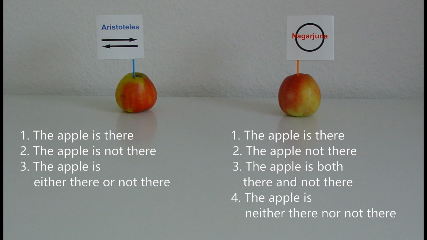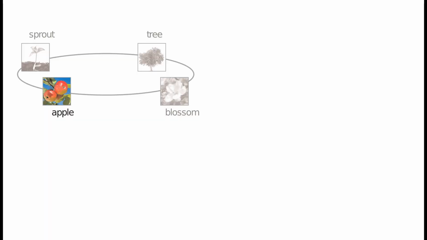In Nagarjuna's logic, there's also a fourth aspect, the neither nor. To understand this, you have to take into account the entire process of creating an apple. This image shows 4 phases of this entire process. The apple arises from the blossom, from the tree, from the sprout, from the apple core, and that in turn from the apple. This is how the cycle works.